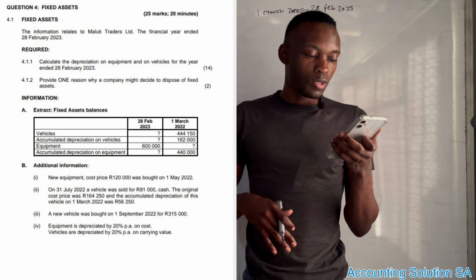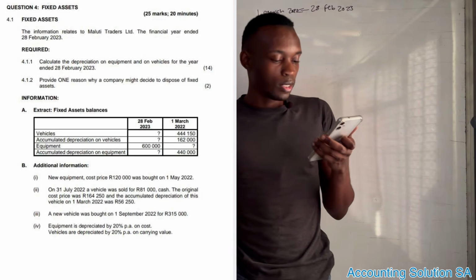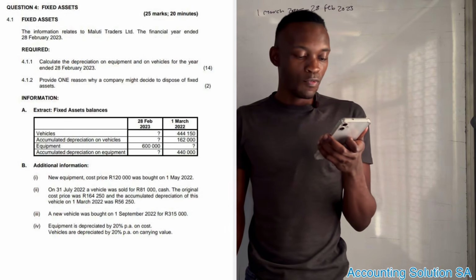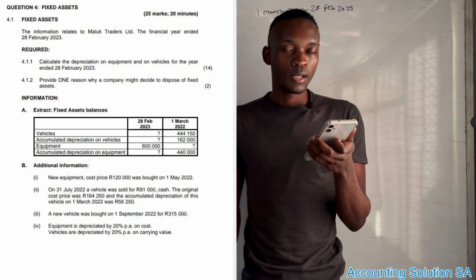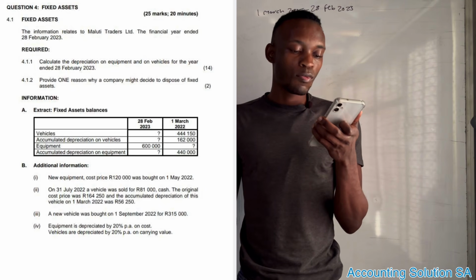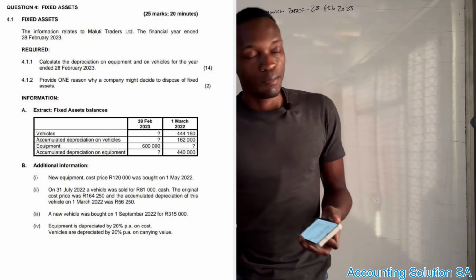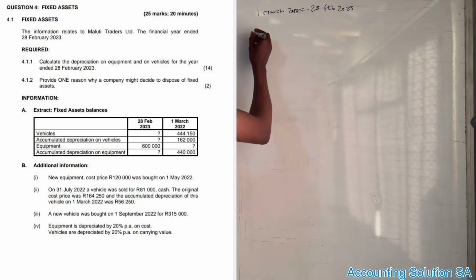And after that, we're going to do another question. Then we're given information on vehicles and equipment, and they give us additional information. So number one, they say we have to calculate equipment and vehicle depreciation. Let's start with equipment.